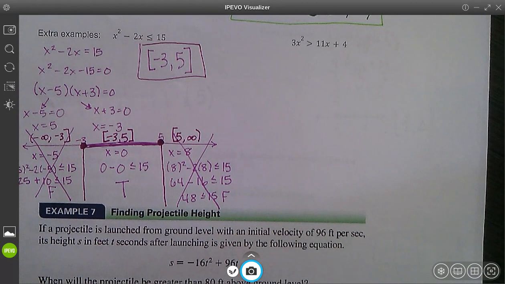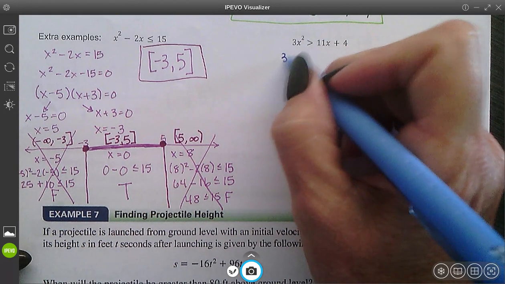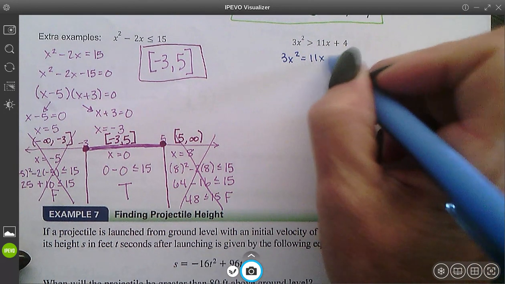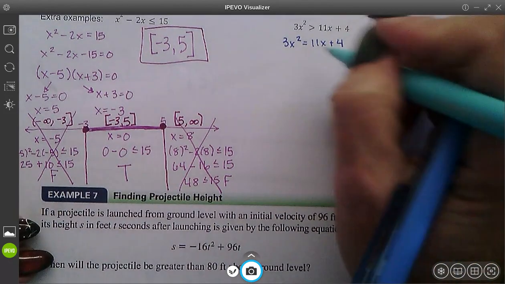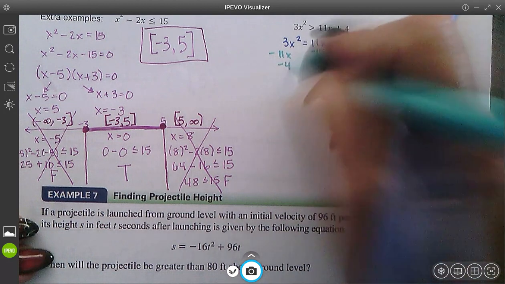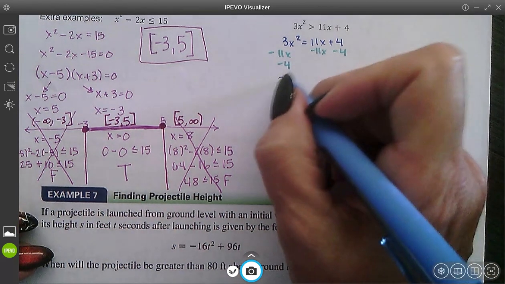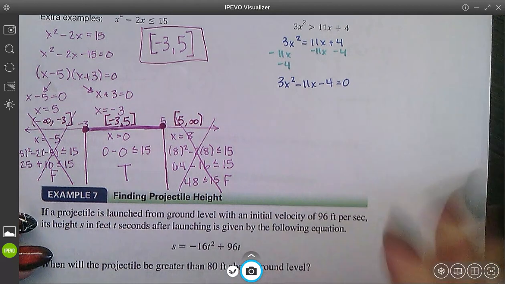Okay. 3x squared is greater than 11x plus 4. So I will start by replacing that inequality with an equal sign. So 3x squared equals 11x plus 4. In order to factor, I need everything on the same side. It's got to be equal to 0. So I'll have 3x squared minus 11x minus 4 equals 0.